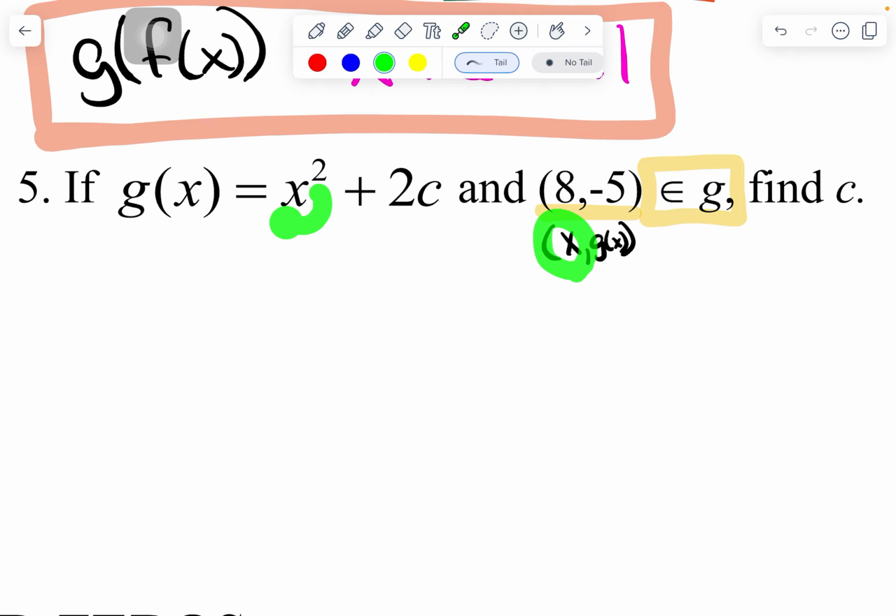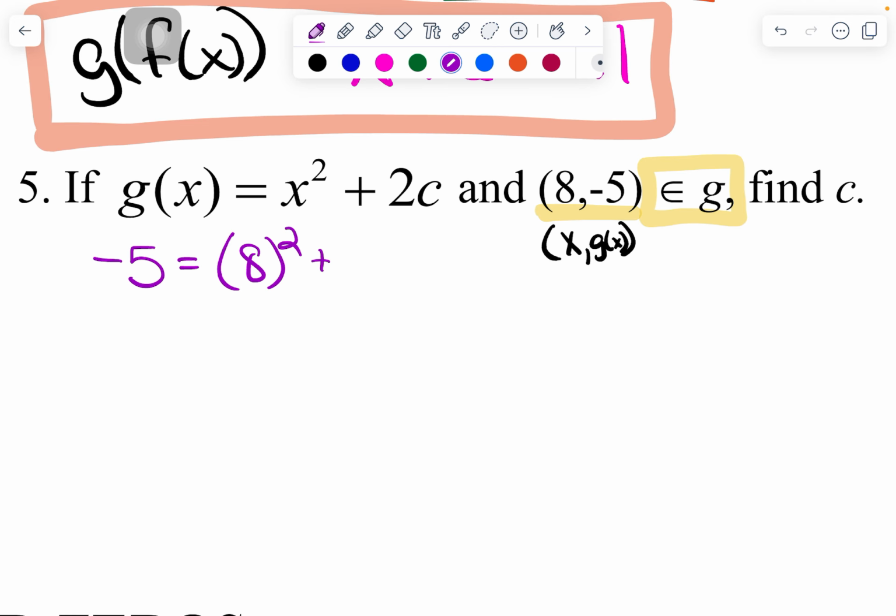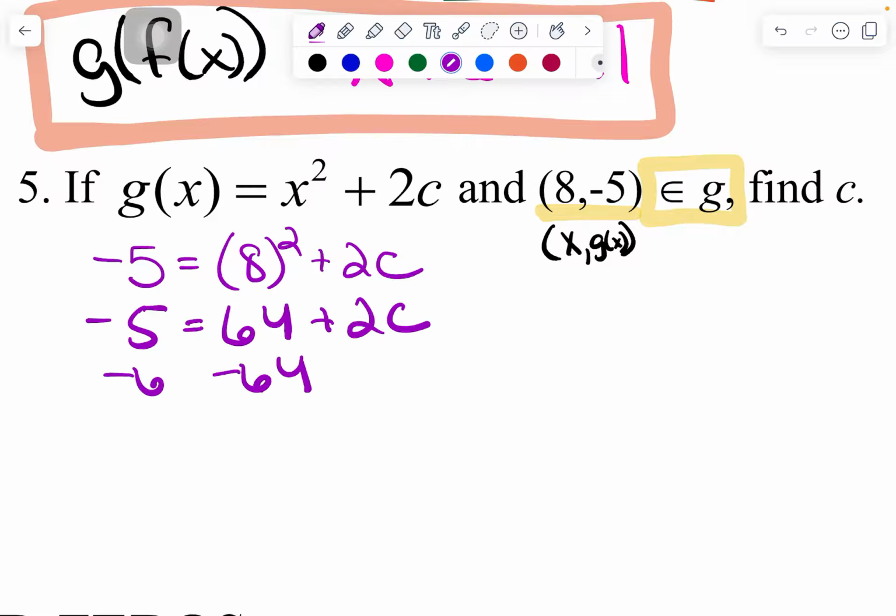Where we have an x, we can replace it with 8. And then where we have g of x, we can say the function is equal to negative 5, and that will give us the information then to solve for c. So g of x is negative 5, that's the function value. X is 8, and then plus 2c. Okay, so let's do a little math here to do some solving. 8 squared is 64. So let's go ahead and subtract 64 from both sides.